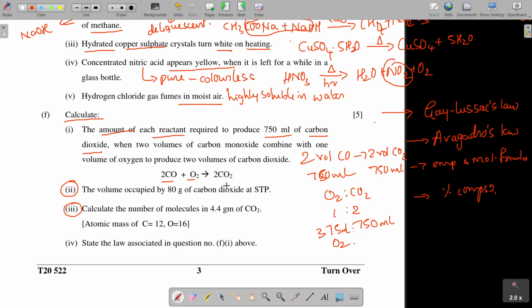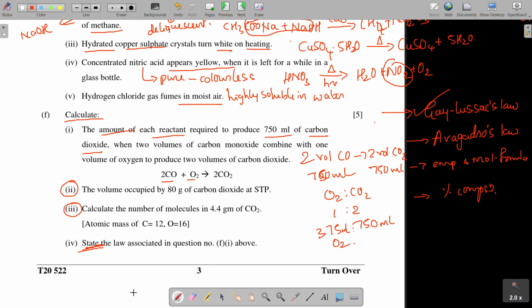2 volume of CO gives you 2 volume of CO2, therefore 750 ml of CO2 is formed by 750 ml of CO. Similarly, 1 volume of oxygen is required to produce 2 volume of CO2, therefore 375 ml of oxygen is required to produce 750 ml of CO2. That's it. State the law associated, in question number F1. So which law did we use here? Gay-Lussac's law of combining volumes, but they have asked you to state the law, not just to tell it. Okay, so state the law.